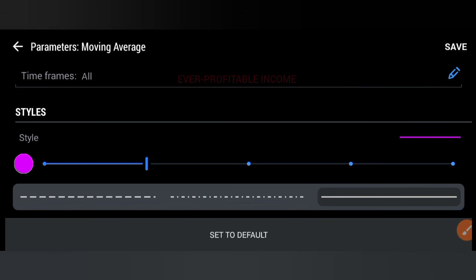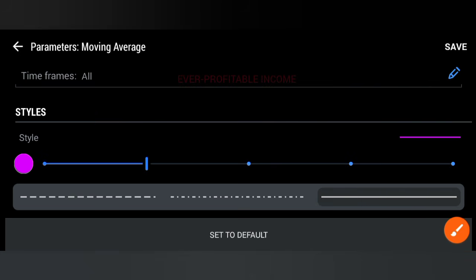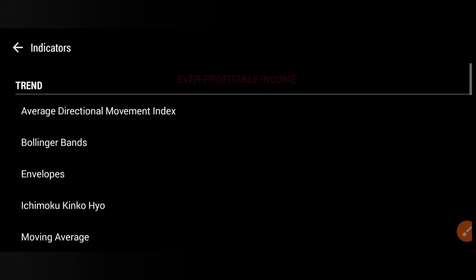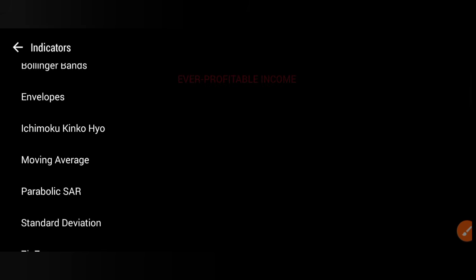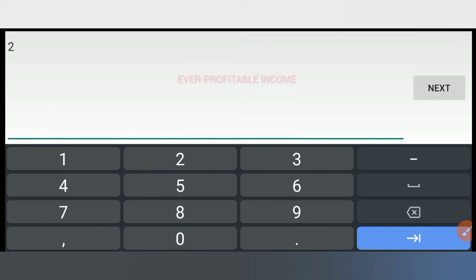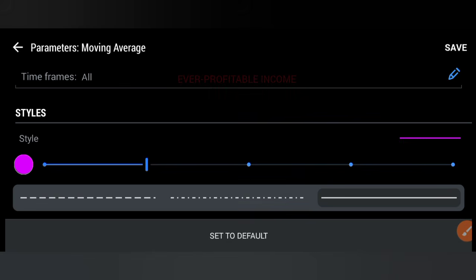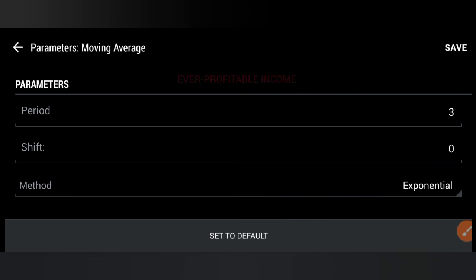Okay, leave the style at the same color like the first one, and you click on save. And we're also going to add another moving average again, guys. So today we are working with a lot of moving averages, so the next one should be period 3. So let's put period 3. The shift is 0, and then the style should be the same color, the method should be exponential. So after that, you click on save.